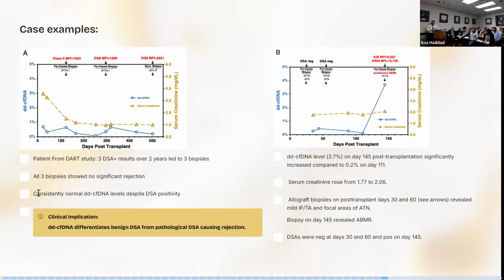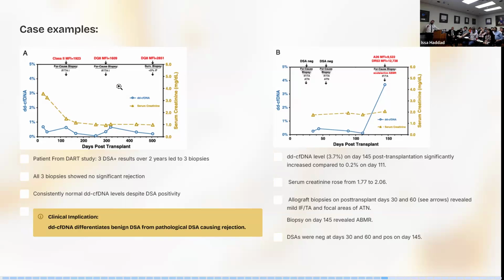And all the studies right now, and even in the conclusion, it's not that we hope to replace the biopsy, but kidney biopsy is going to remain the gold standard. And this is an example where one patient from the DART study actually had a positive DSA, and that's why they ended up doing a biopsy. But during this time, his donor-derived cell-free DNA was still within normal levels, and they didn't find any rejection.